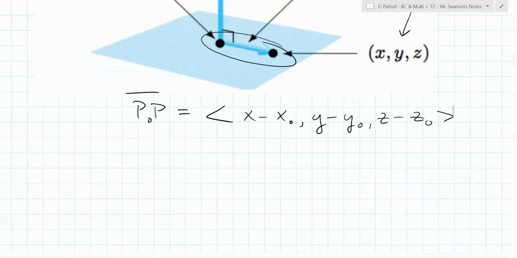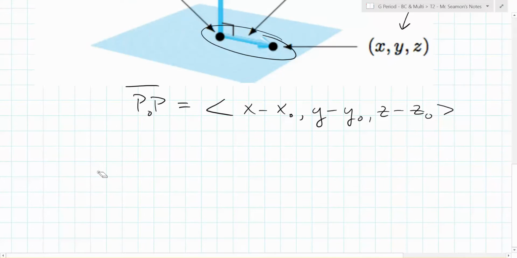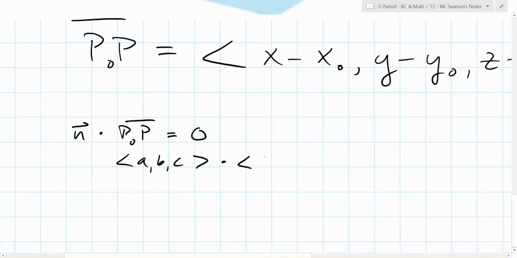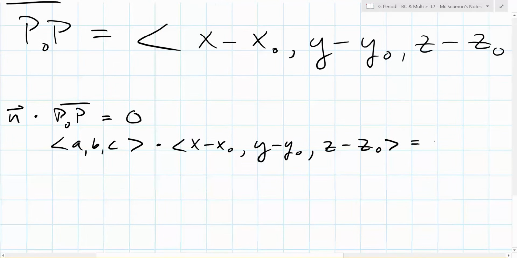If you know that two vectors are perpendicular, what do you know about their dot product? 0. So you know that n dot P naught P should equal what? 0. And how do you go about writing the dot product of two vectors? Well, you take A, B, C dot x minus x naught, y minus y naught, z minus z naught. And that's going to be equal to what? 0. Why is it equal to 0? Because the two vectors are perpendicular. Perpendicular means the dot product of the two vectors is 0.